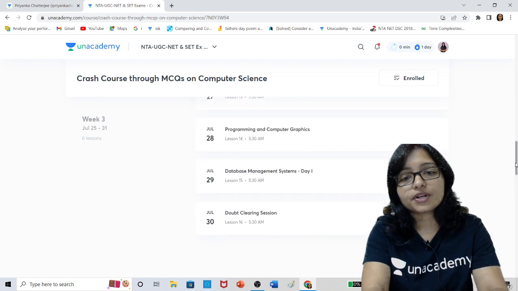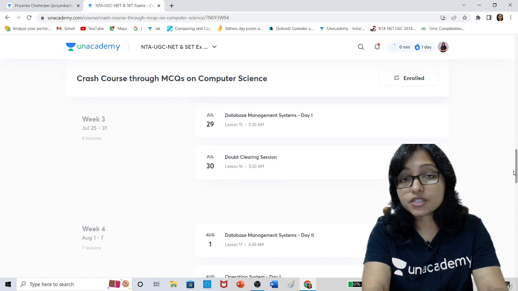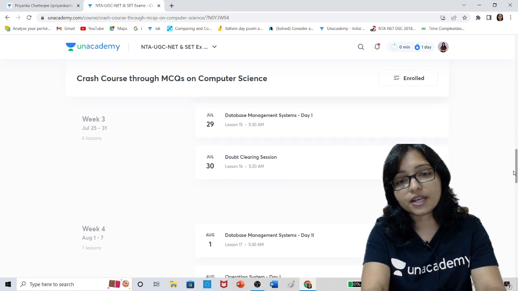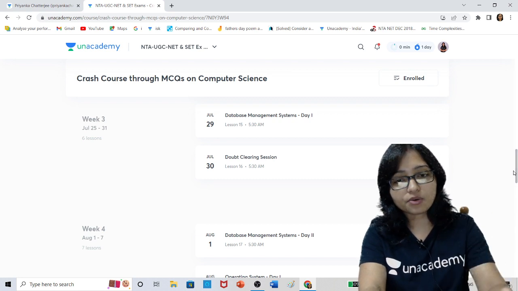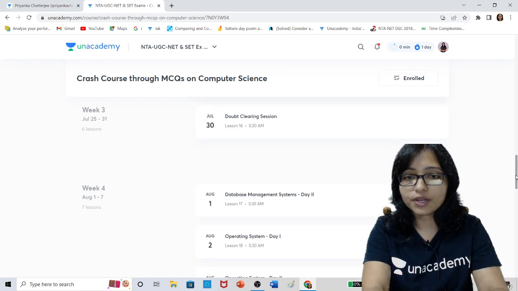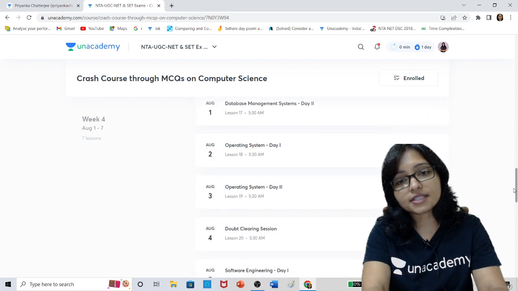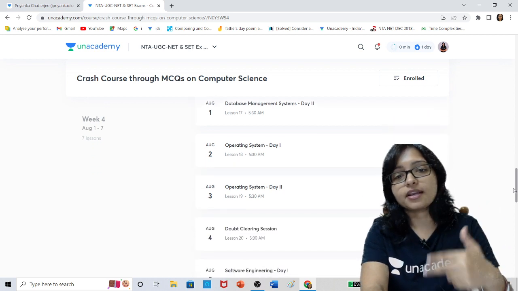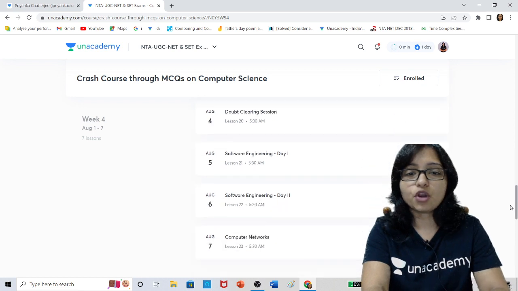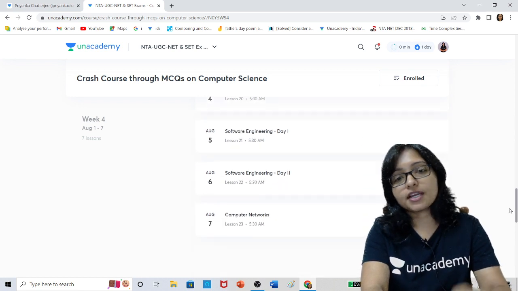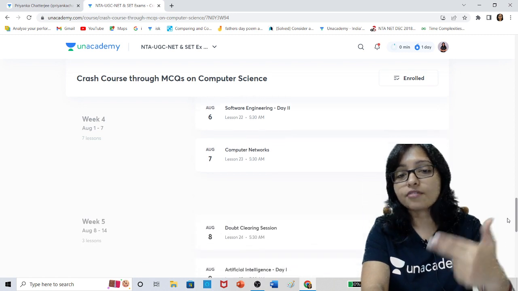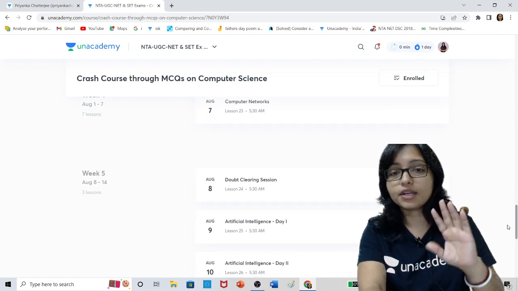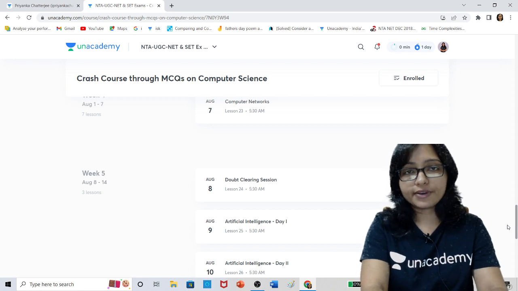Now after computer graphics and programming, we will start database management. For database management you are getting 3 classes: database management, then doubt clearing, again database management. So we will complete it. Next, operating system also has 2 classes, then doubt clearing, so total 3 classes you will get for operating system. Then software engineering and computer network: software engineering today, computer network, after that again doubt clearing. So ultimately within these 4 days we will cover computer network and software engineering.